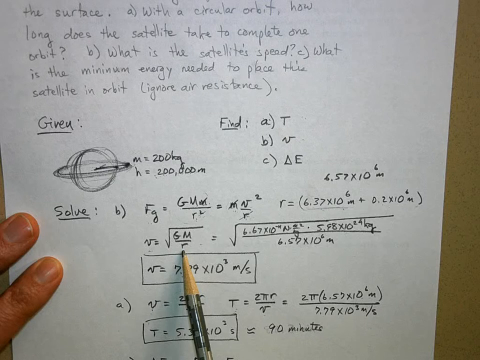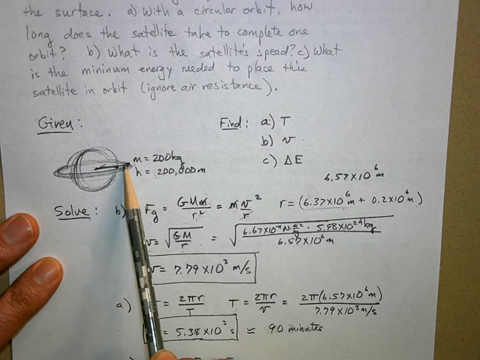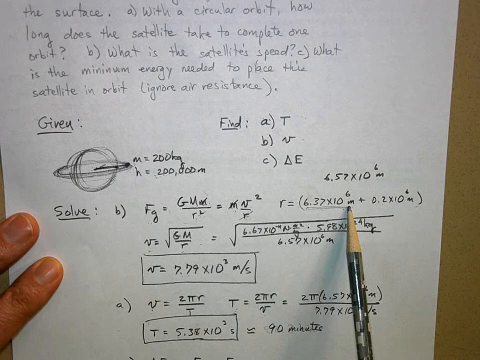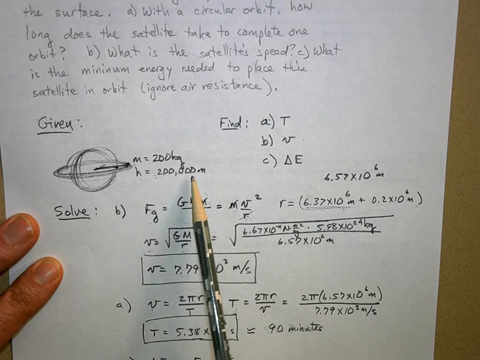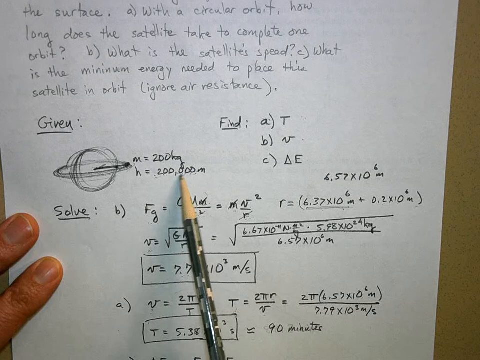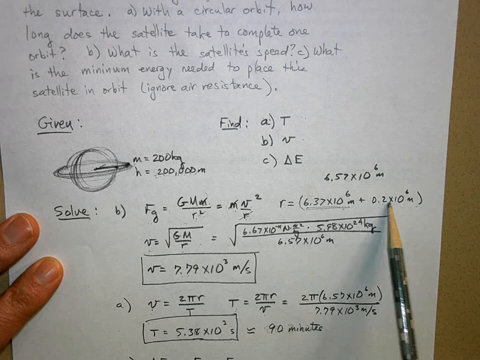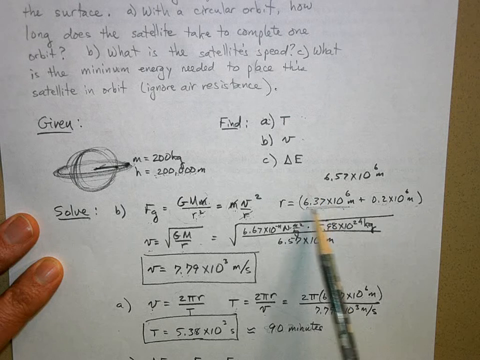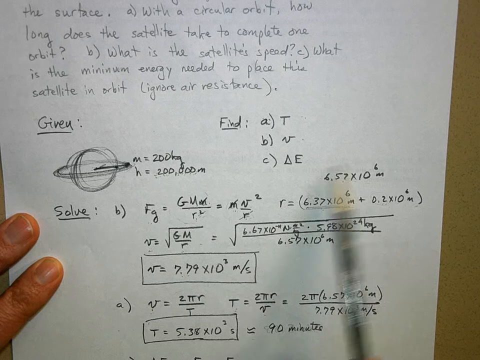Now you have to figure out what the radius of the orbit is, and here's how you do that. You have to take the radius of the Earth plus my height above the Earth to get the radius of the orbit. So here's the radius of the Earth, 6.37 times 10 to the 6. You just need to know that, or look it up. And then I add 200,000 meters, and I take the decimal and go 1, 2, 3, 4, 5, 6. That makes that 0.2 times 10 to the 6, which allows me to add the 0.2 to the 6.37 to get 6.57 times 10 to the 6 meters. This is the radius of my orbit.